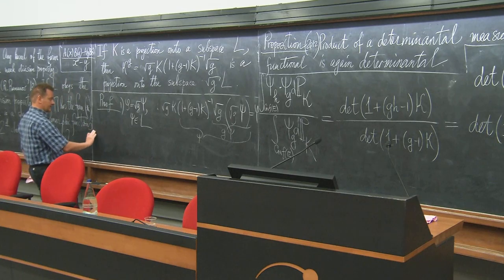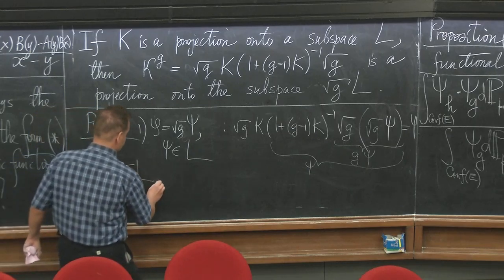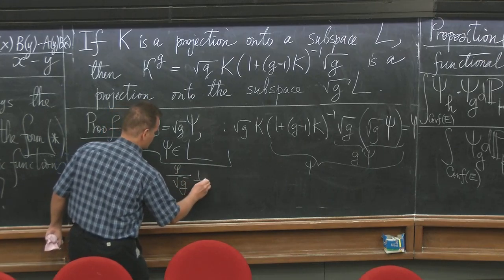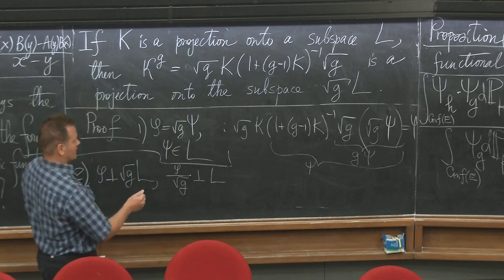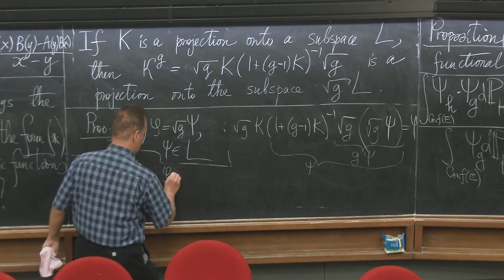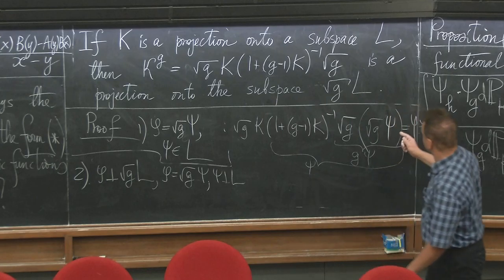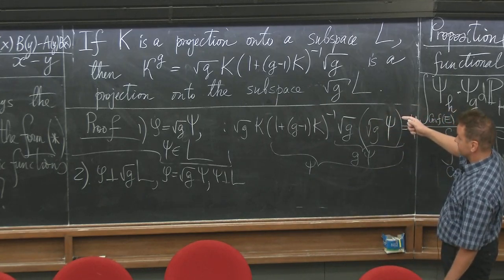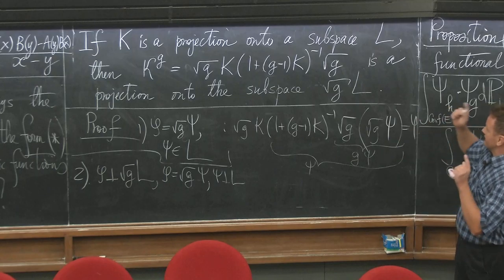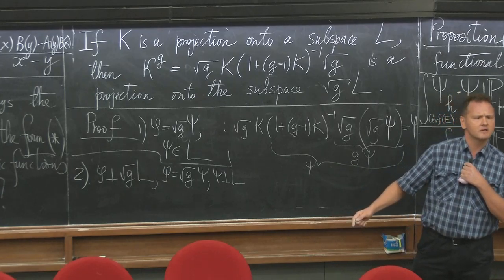Conversely, phi is orthogonal to square root of g L. Which means that phi over square root of g is orthogonal to L. So let me write like this, phi is equal to square root of g psi, with psi orthogonal to L. So then again, I have square root of g psi times g psi, so I get g psi. So again, the inverse psi.